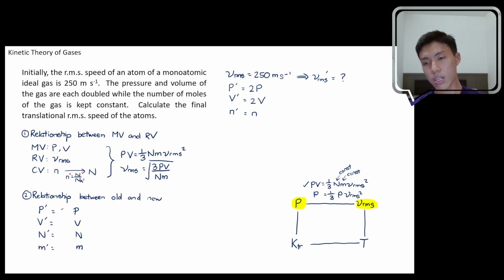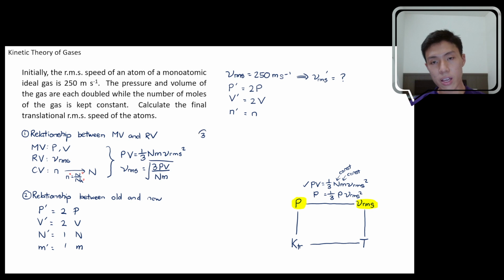Okay, we know that we doubled the pressure, we doubled the volume, but we kept the number of gas molecules the same because we are not adding in any gases, we are not removing any gases, and because we are not switching out the gas to another kind of gas, the mass of one single molecule should also be the same. So this should be 1, 1. Okay, so that's simple, just finding the relationship between pressure, volume, number of gas molecules, and mass of one gas molecule between the old and new situation.